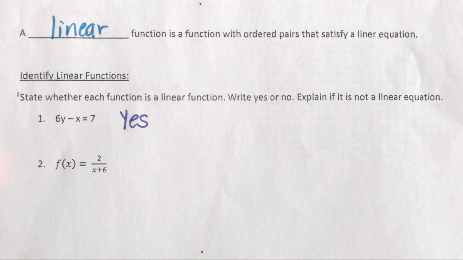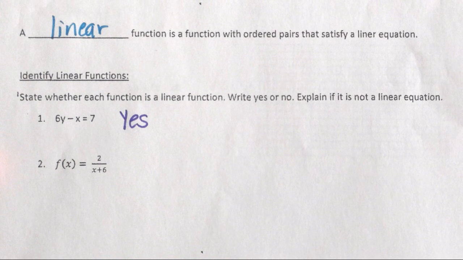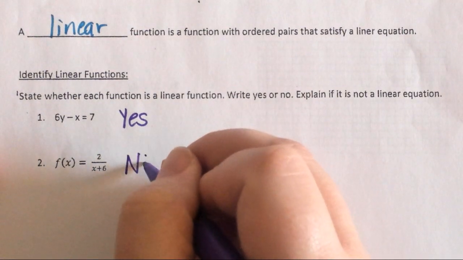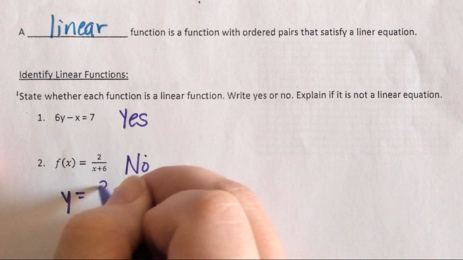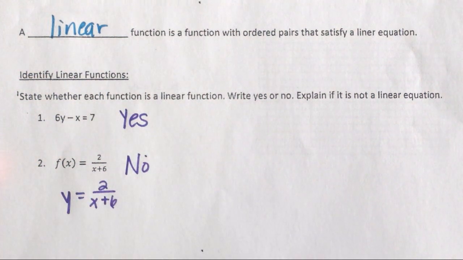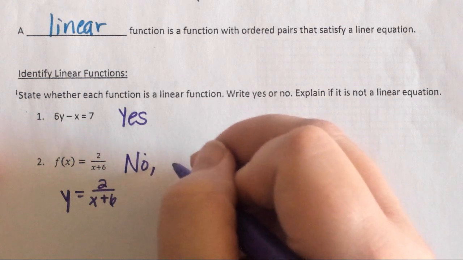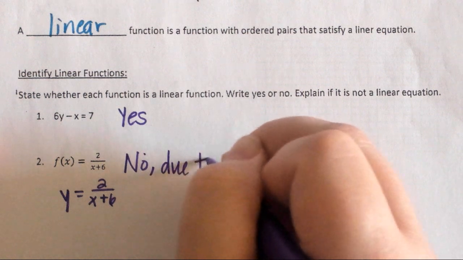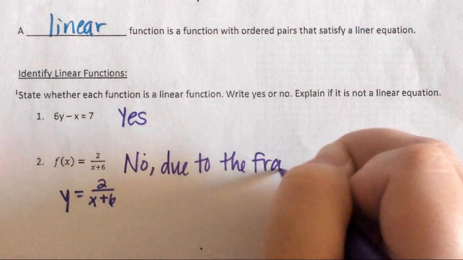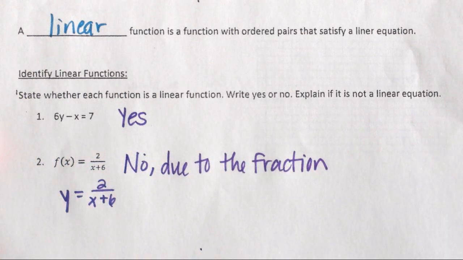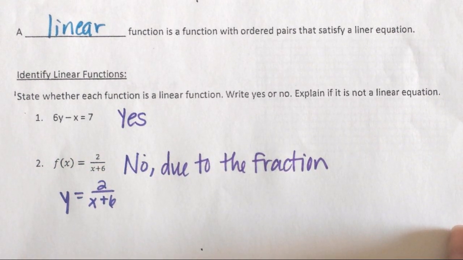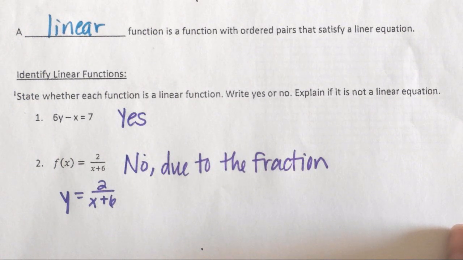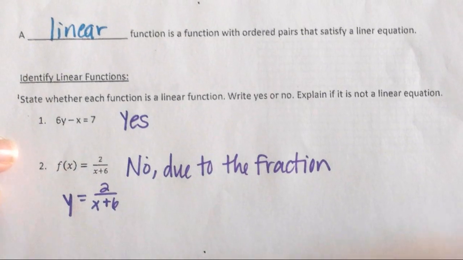Okay, we get to number 2. Yes, dear. Tell me why. Well, f of x is the same thing as y. So it could say y equals 2 over x plus 6 if that's what you're mad at. And that's what we should say. No. And I'm going to just put due to the fraction. But you could say because we divided by x plus 6, however you want to write that. Okay, and then let's go to the next page.